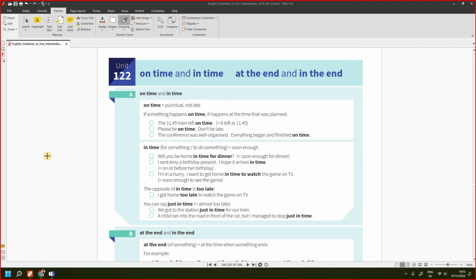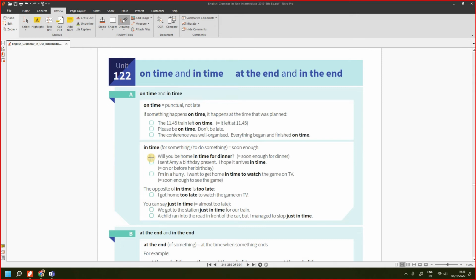So when I say the meeting started on time, it just means that I had planned to start the meeting at this time, and it started as it was planned. So on time refers to the right time, the exact time that you want to do something. Okay, please be on time, don't be late. That means you don't come too early, you don't come late also, you be on time, at the right time. Okay, that is the meaning.